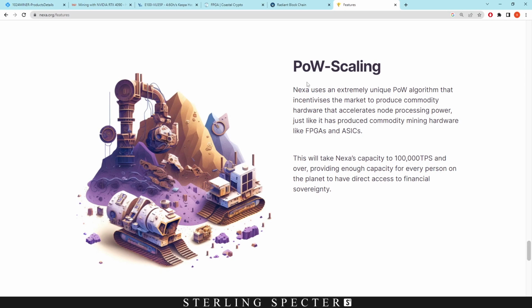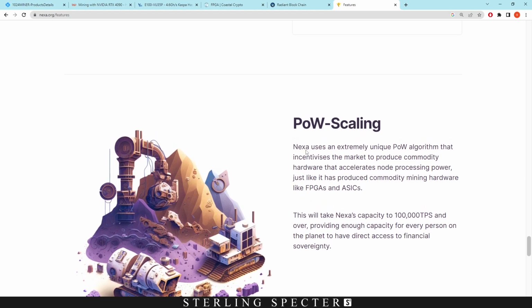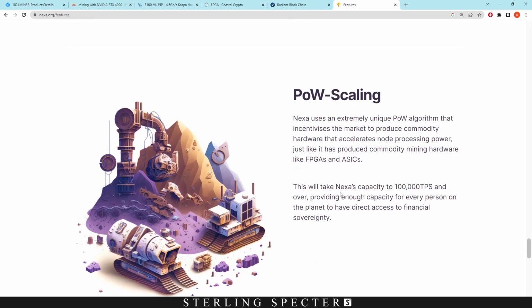So it says here, power scaling, Nexa uses an extremely unique power algorithm that incentivizes the market cap to produce commodity hardware that accelerates node processing power, just like it has produced commodity mining hardware like FPGAs and ASICs. So they are looking to see FPGAs and ASICs on the Nexa network, and they are also looking to have more node processing power on the network. So you'd have normal nodes, and then you'd have, comparably, people that would make FPGA nodes. I'm not saying that there's going to be FPGA nodes. I know that's not a thing. It's just the hardware upgrade, what it would look like in comparison to GPU mining to upgrade into FPGAs. I don't know if I explained that very well, but just know that there's probably going to be some FPGAs coming onto the Nexa network if people decide to make Bitstreams for it.